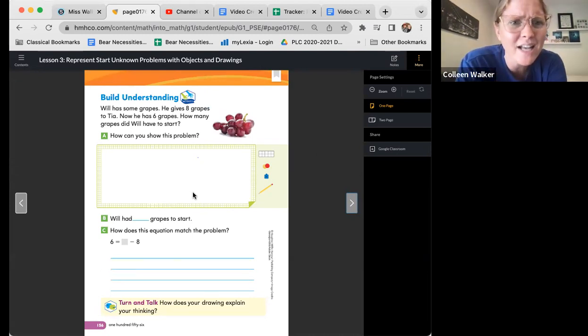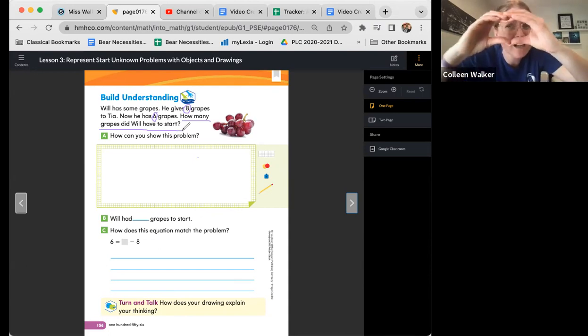So it says, Will has some grapes. He gives 8 grapes to Tia. Now he has 6 grapes. How many grapes did Will have to start? All right. So let's go ahead and circle our numbers. We're circling 8 and we're circling 6. Awesome. And we're going to underline our question. How many grapes did Will have to start?